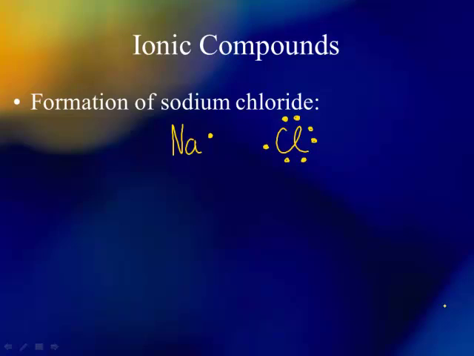So sodium donates its 1 electron to chlorine. As a result, sodium is now positively charged and chlorine is negatively charged, and those two oppositely charged ions attract each other and stick together. That's what an ionic compound is. Oppositely charged ions sticking together.